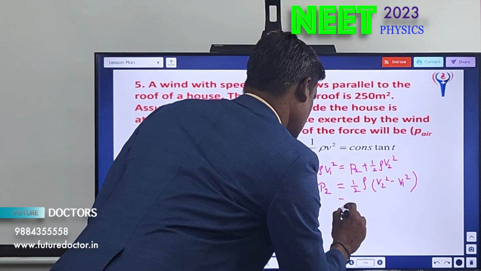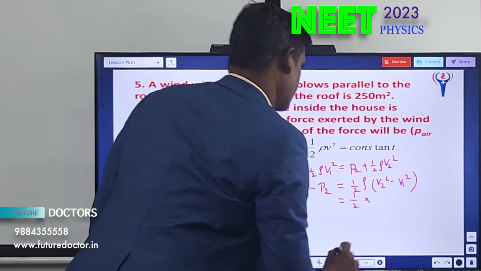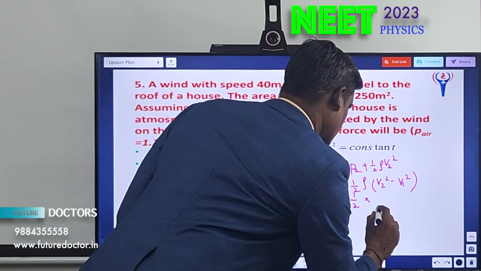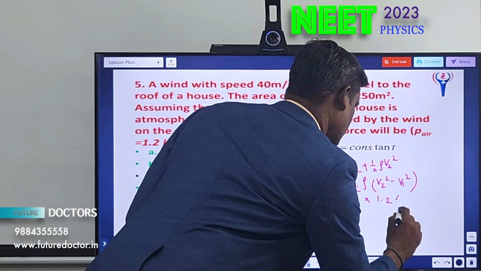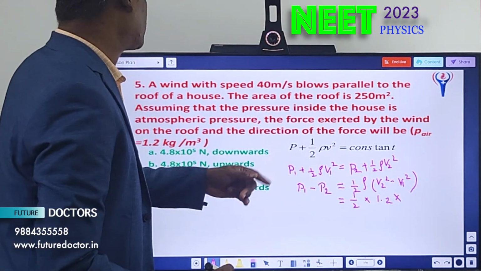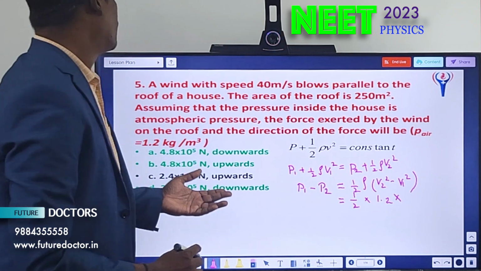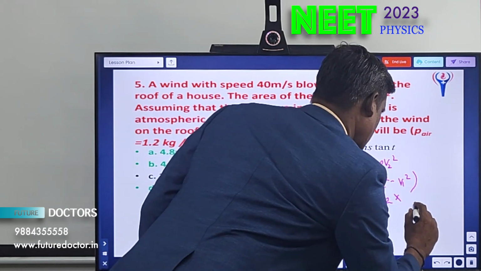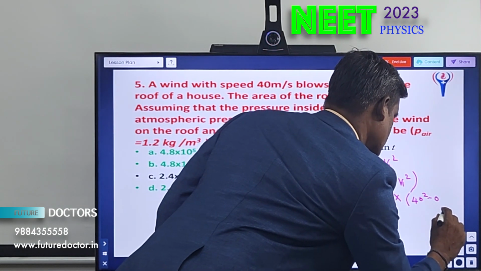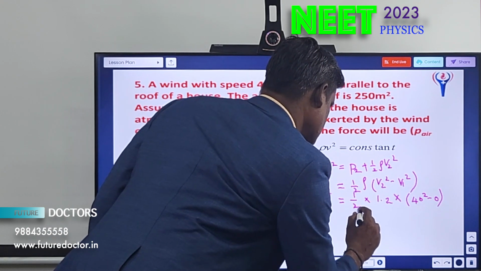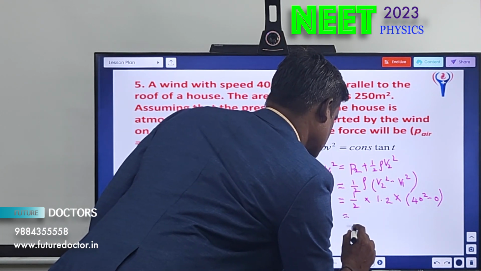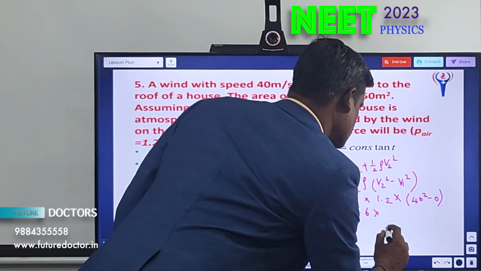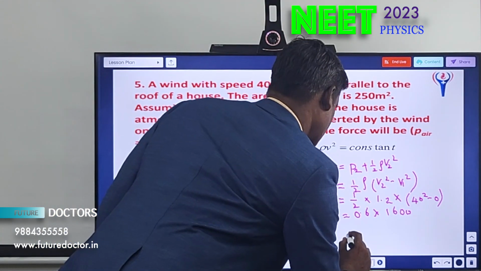Substitute this. That is equal to 1 by 2 into rho. What is the rho? The density is given, 1.2 kilogram per meter cube. 1.2 into V2. V2 is 40 minus 0, because the wind blows parallel to the roof of the house at 40 meter per second. So 40 square minus 0. Then you can simplify this as 1 by 2 into 1.2, which is 0.6. 0.6 into 40 square. 40 square is 1600.